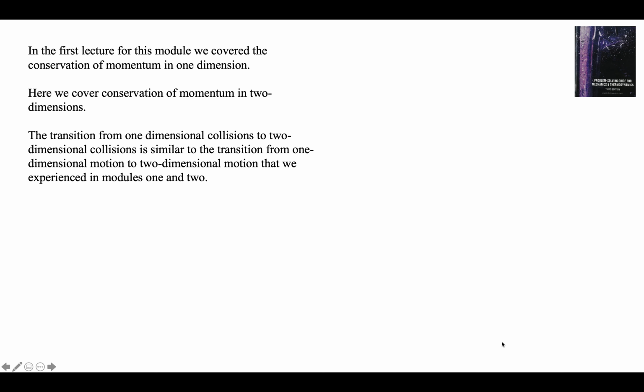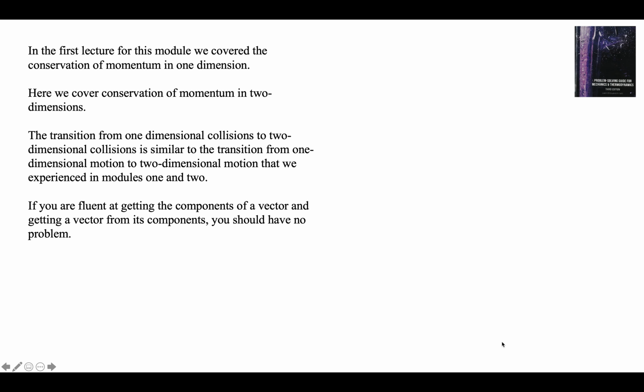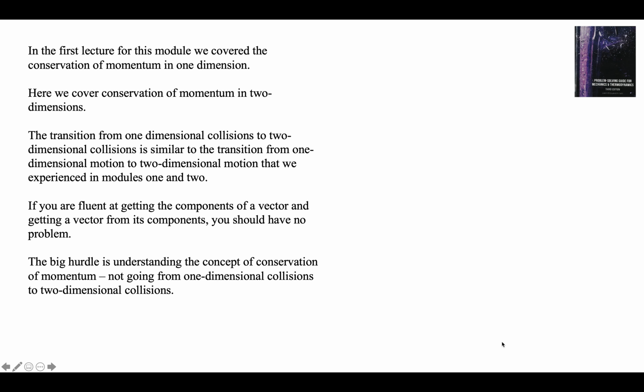The transition from one-dimensional collisions to two-dimensional collisions is similar to the transition we made in Modules 1 and 2 when we went from one-dimensional kinematics to two-dimensional kinematics, that is, motion in a line to motion in a plane, or projectile motion. If you're fluent at getting the components of a vector and getting a vector from its components, you should have no problem. It should be an easy transition.